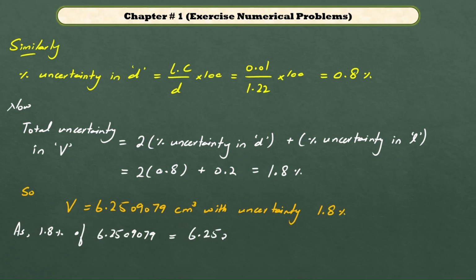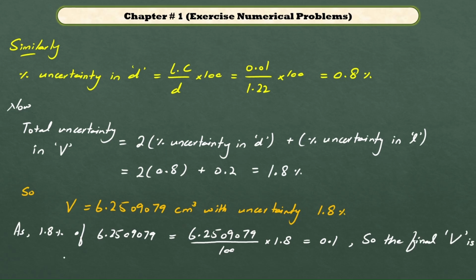As 1.8% of 6.2509079 is equal to this 0.1, so the final volume is equal to 6.2 plus minus 0.1 centimeter cube. This is the required answer.